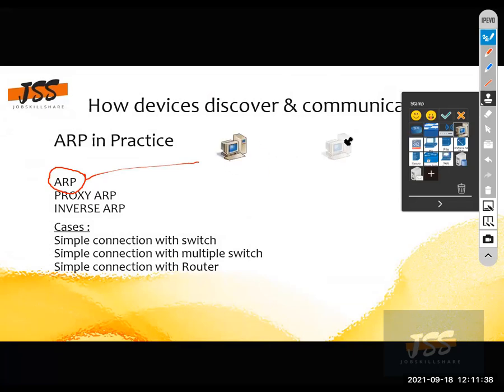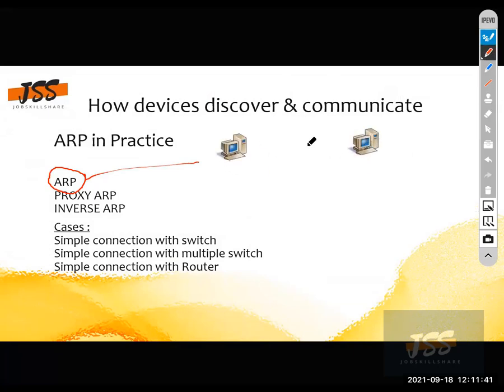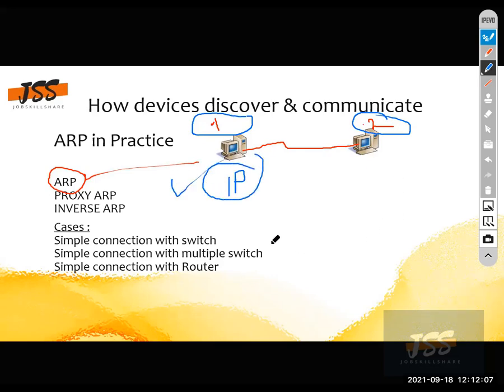We have two computers. They are connected somehow with something. This has some IP like 192.168.1.1, and this one has .2. And we know, Crystal, these IPs are essential. If we want to communicate, the first thing that we need is what? IP. And what is the second thing that we need to communicate between these two computers? MAC. MAC, yes.